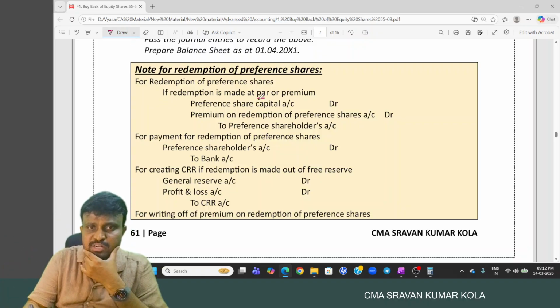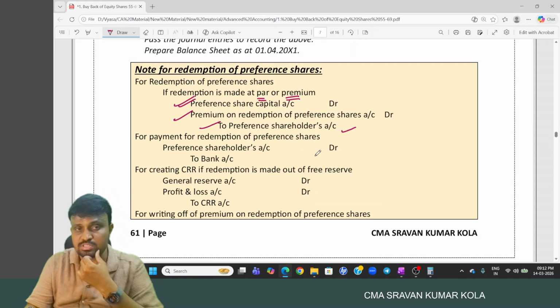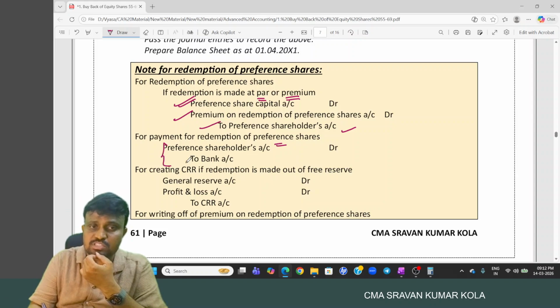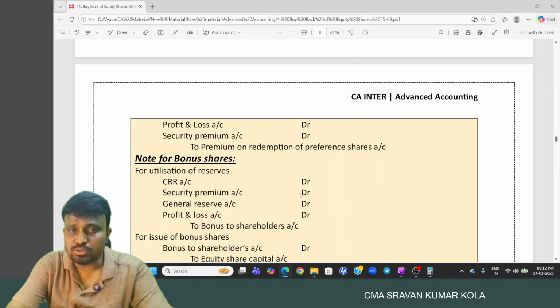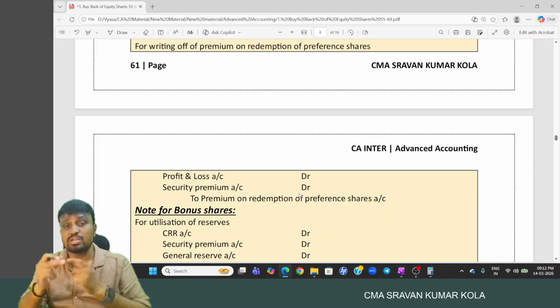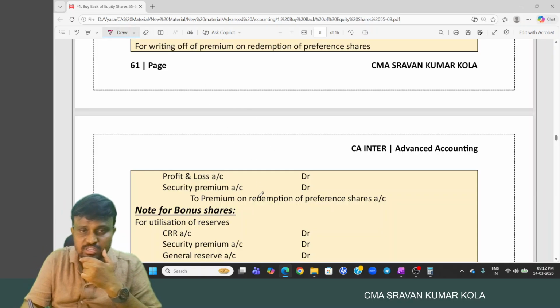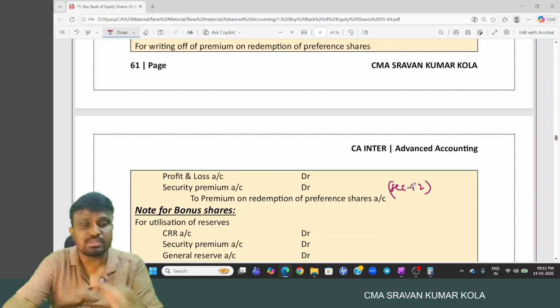For redemption of preference shares: if the preference shares are redeemed at par, preference share capital account is debited to preference shareholders. When the preference shares are redeemed at premium, preference share capital and premium on redemption of preference shares are debited to preference shareholders account. When the amount is paid, preference shareholders account is debited to bank. For creating CRR, general reserve or profit and loss is debited to CRR. For writing off the premium, security premium or profit and loss account is debited to premium on redemption of preference shares. And remember, security premium can be used to write off the premium on redemption of preference shares as per Section 52 of the Companies Act 2013. So as per that we follow.